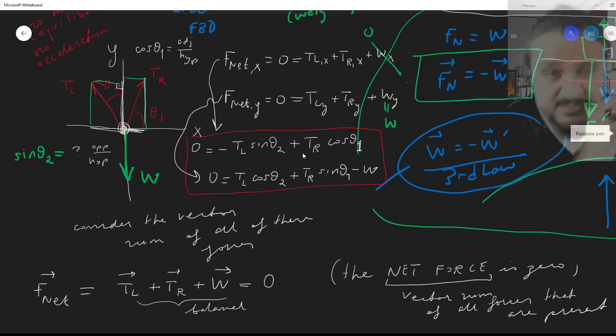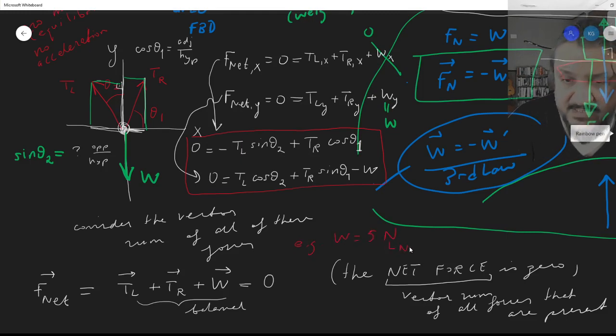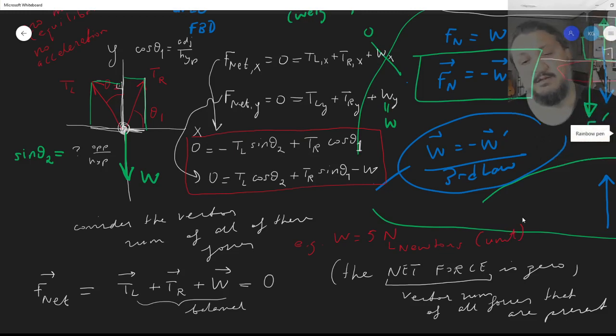But if I had numbers here, if I had told you what the angles were, say theta 2 is 25 degrees, theta 1 is 30 degrees, and the weight is 5, 5 what? 5 newtons is the unit. For example, weight could be 5 newtons. This N stands for newtons. That is the unit for force.